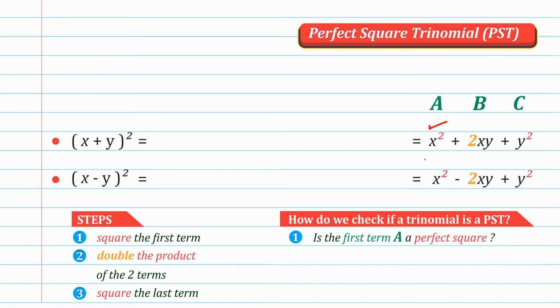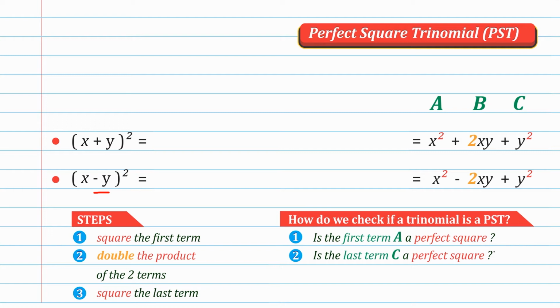Pero marami pang kailangang i-check, hindi lang yon. Let's use this number 3 step as the next basis. Square the last term. Kapag na-square ito, we get this. Therefore, this third term c should be a perfect square. Kaya, what do we ask? Question number 2: is the last term c a perfect square?